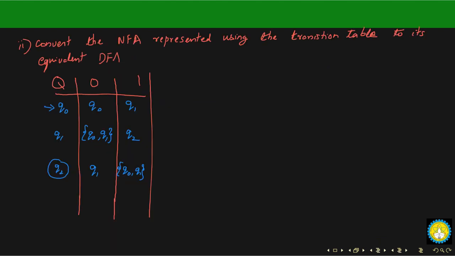Okay, let us solve this question now. The question is to convert the NFA represented using a transition table. Here you can see the transition table of an NFA, and we are asked to convert it into its equivalent DFA. What we can do is look at the NFA table and create the transition table for the DFA. Once we have the transition table for the DFA, we can very easily convert it into its transition diagram. So let's look at how we can convert this particular NFA transition table to the transition table of your DFA.